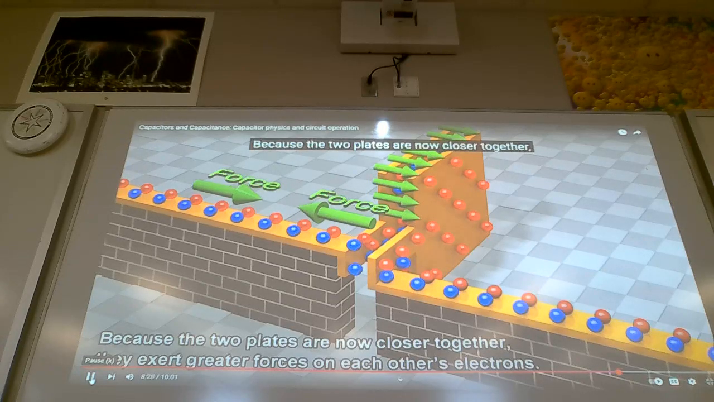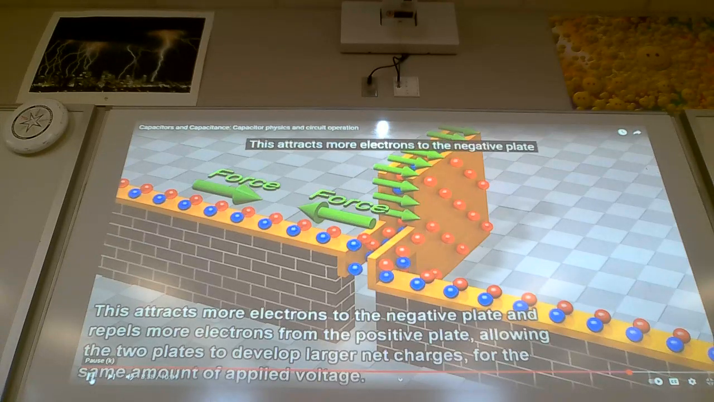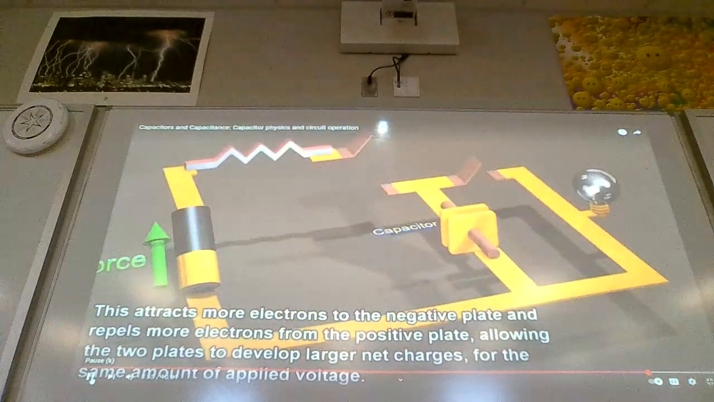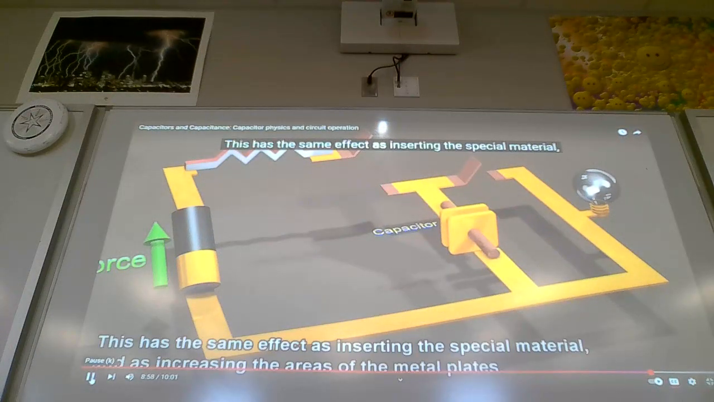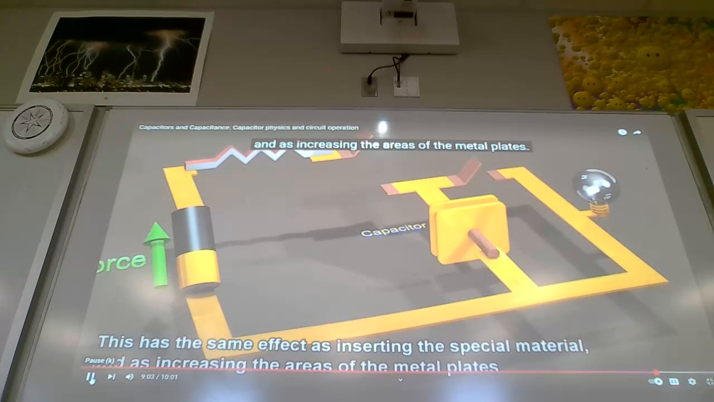Because the two plates are now closer together, they exert greater forces on each other's electrons. This attracts more electrons to the negative plate and repels more electrons from the positive plate, allowing the two plates to develop larger net charges for the same amount of applied voltage. This has the same effect as inserting the special material and as increasing the areas of the metal plates.